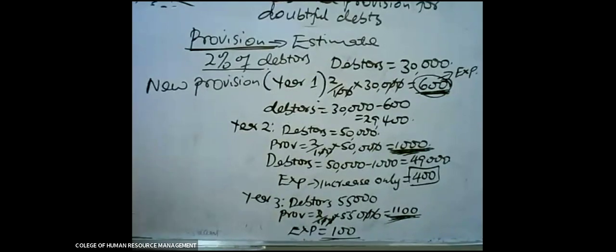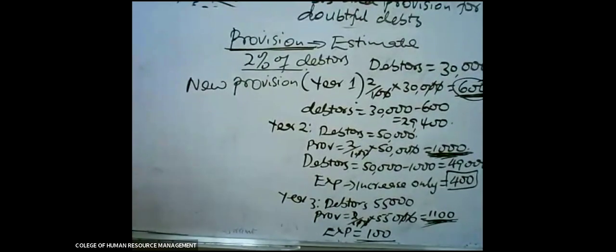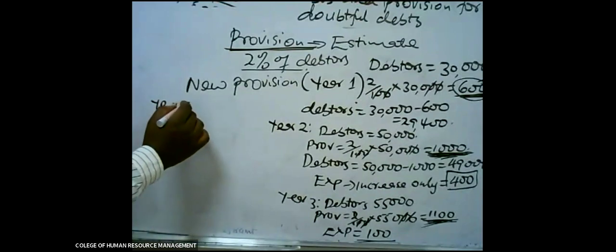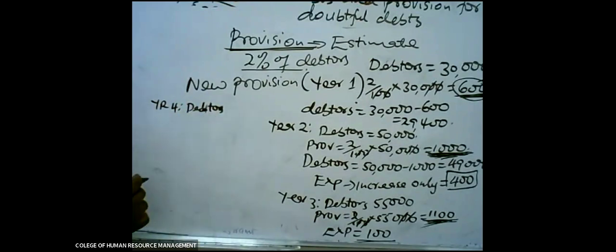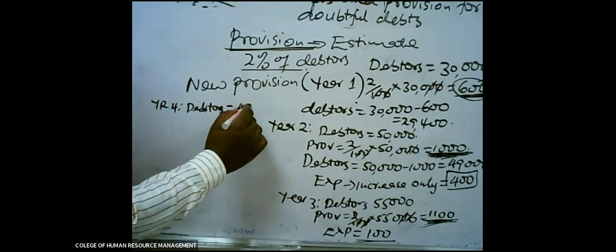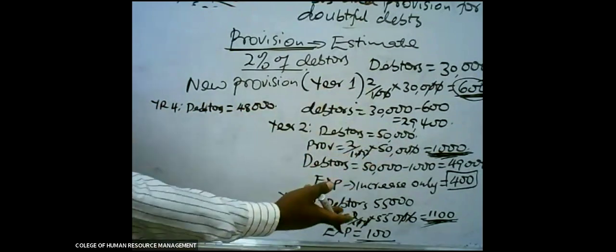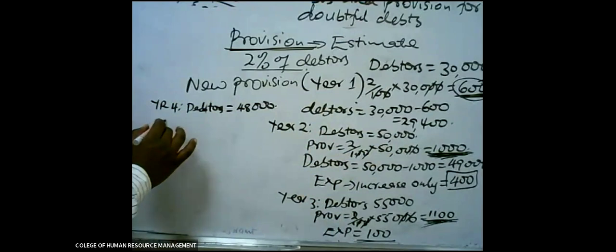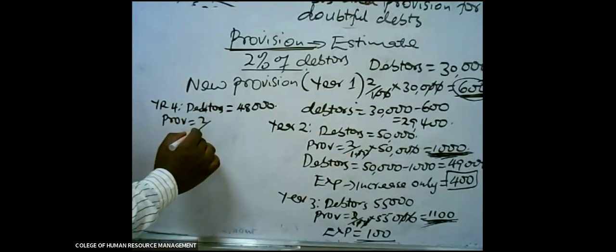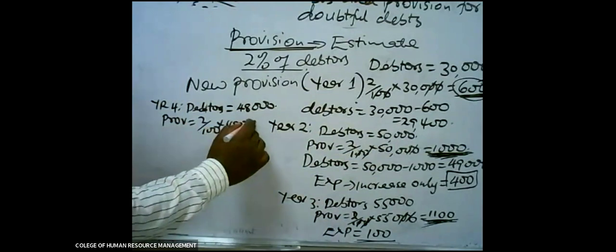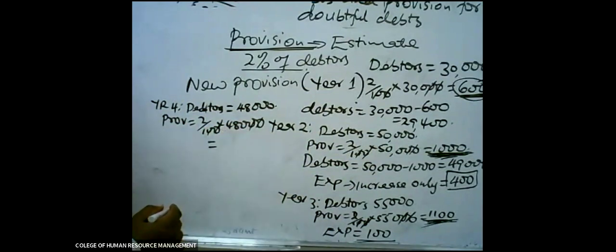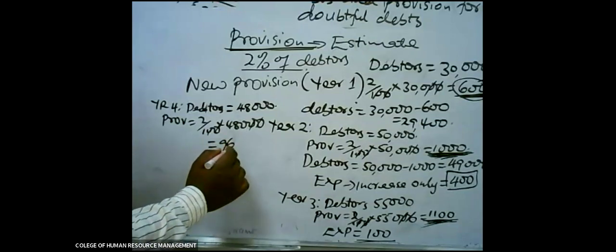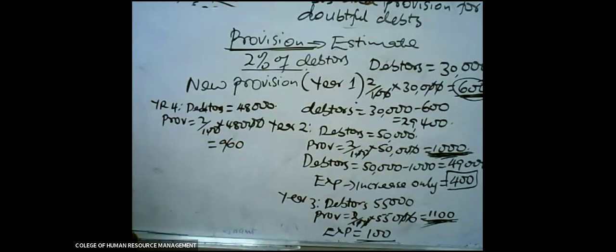But also, sometimes the provision can decrease instead of increasing. Maybe in year 4, the debtors, it is now 48,000. It is not increasing to 55. And then the provision will be equal to 2 over 100 times 48,000, which gives you what? This is going to be 960.